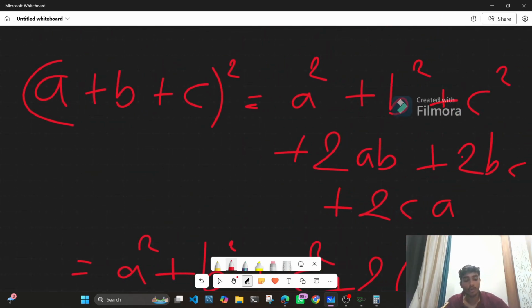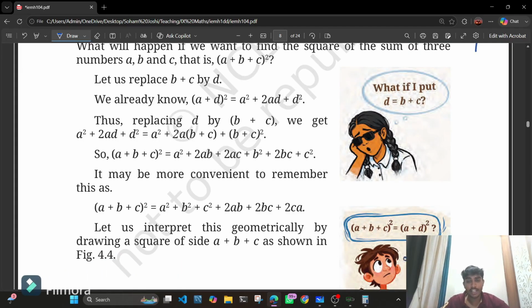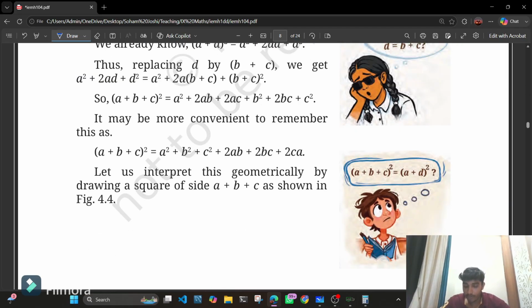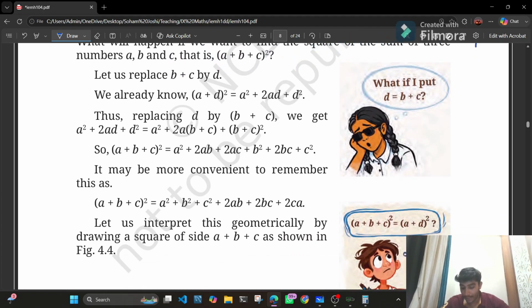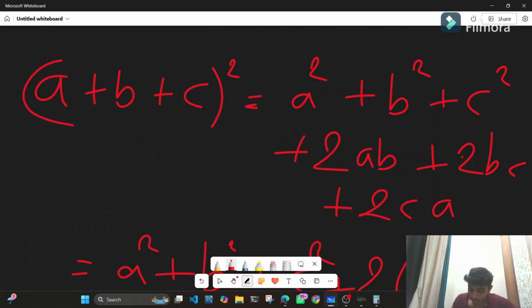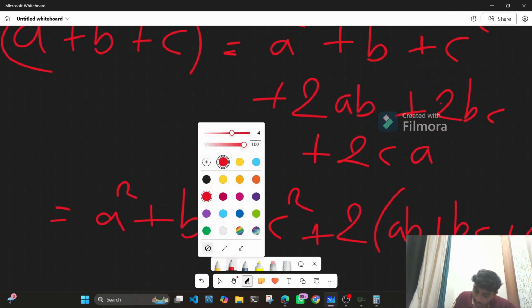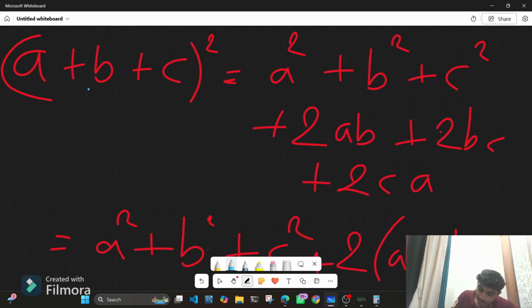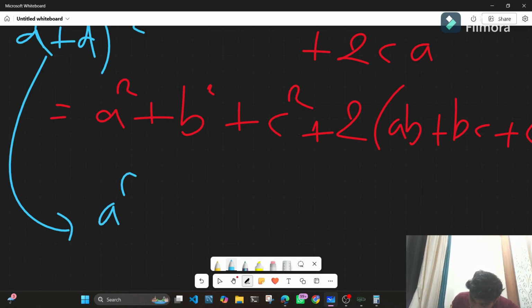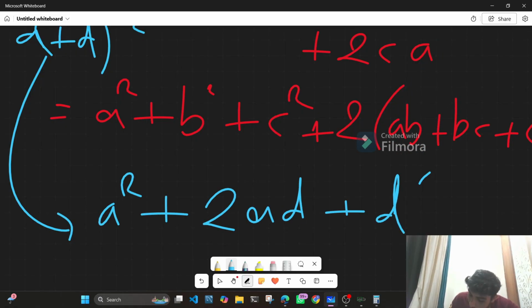So this is also an identity. This holds true for all the values of a, b, and c. You can understand the proof using the textbook. You can read it over here. What we have done is we have written b plus c is equal to d. So therefore this identity becomes a plus d whole square. If we expand this, we get a square plus 2ad plus d square, right?